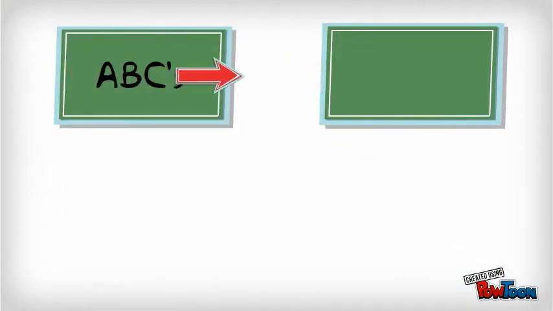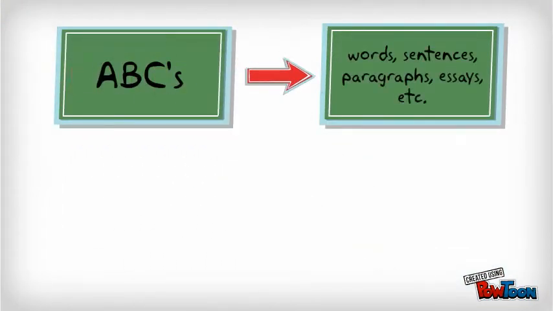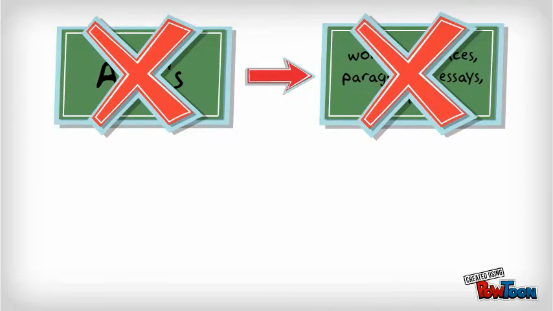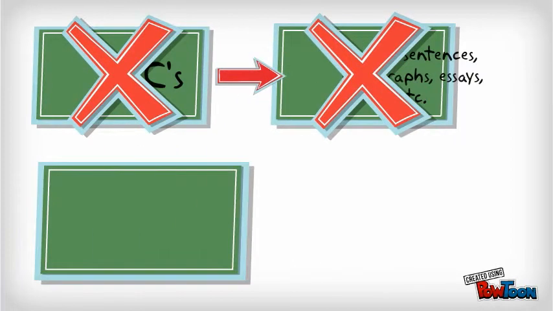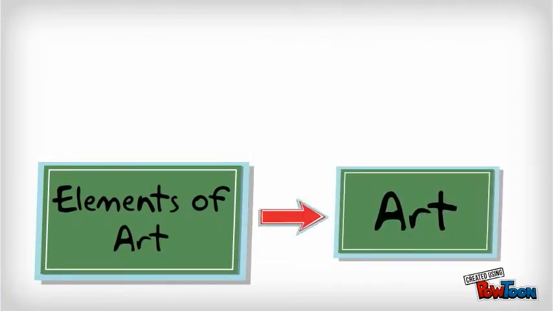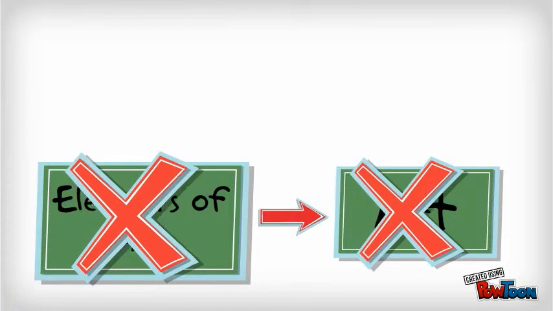Here are the ABCs. You use them to make things like words, sentences, paragraphs, essays, etc. Without the ABCs, you can't have words, etc. Just like that, the elements of art make art. So without the elements of art, I know.